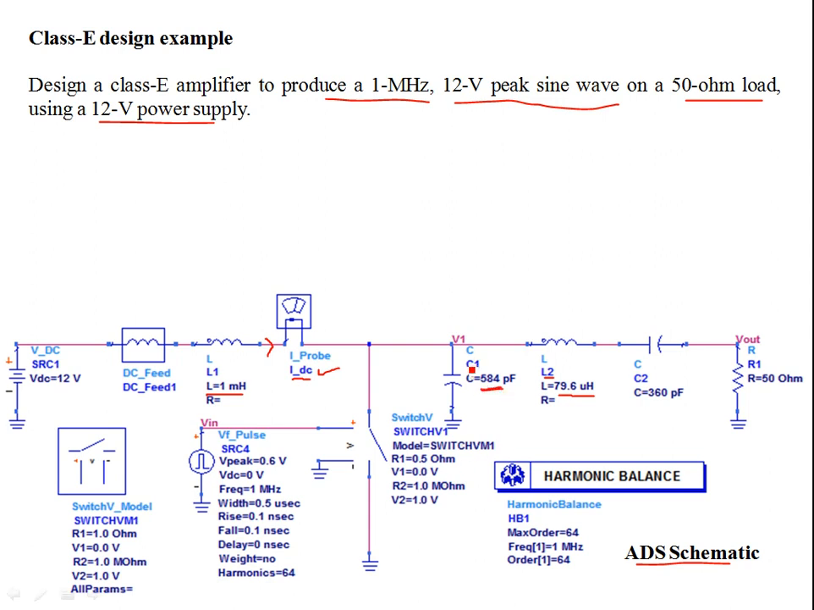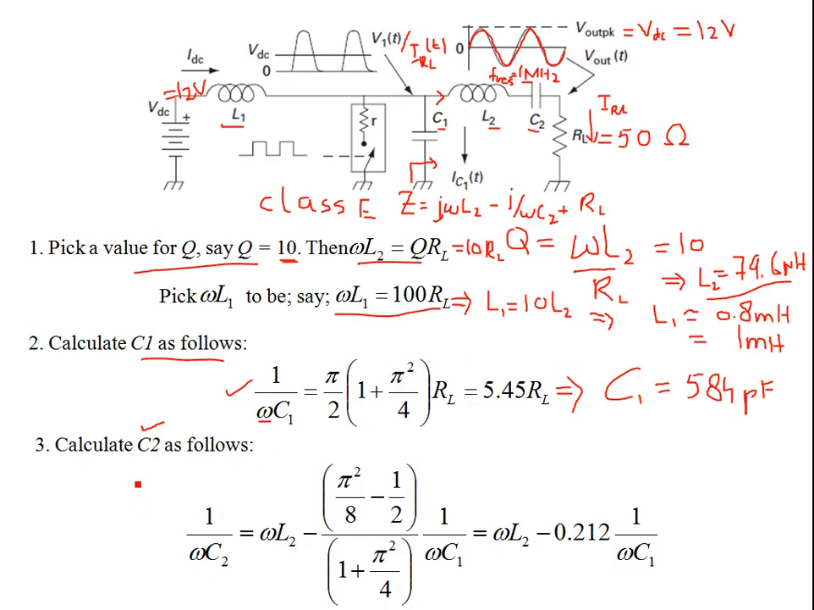So this is your C1. Then you use the next design equation. You have L2, and you have C1 as 584 picofarads, and the third equation is going to give you C2 as about 360 picofarads. So I think we have all the components now.